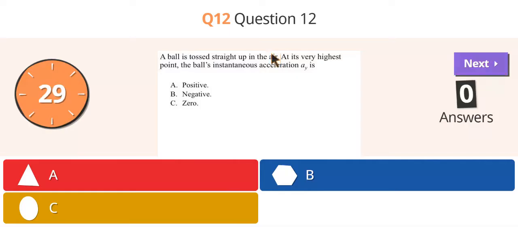Okay, and then finally, number 12. A ball is tossed straight up in the air. At its very highest point, the ball's instantaneous acceleration is negative. It always points downwards, even when it comes to the top. So the answer there is B.